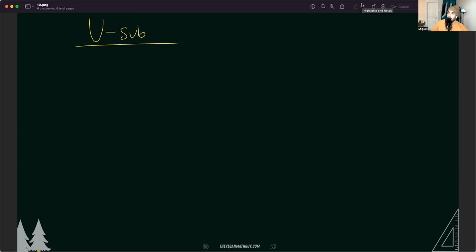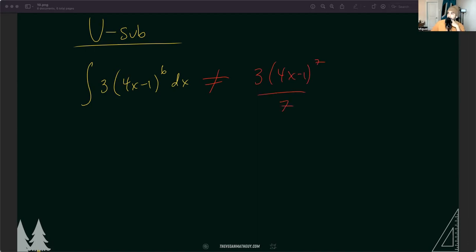U-substitution. Now, what happens, this is almost like a reverse chain rule type problem. So let's just say, for example, I have something like 3 times (4x minus 1) to the power of 6 dx. Now, this one's a little tricky because we have something within this parentheses. And sure, we can go ahead and integrate this. We can go ahead and add the power, but it's going to become somewhat confusing because this is not equal, and I repeat, this is not equal to (4x minus 1) to the power of 7 over 7. That's not going to happen.